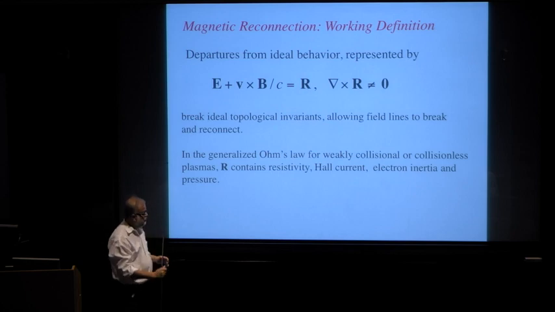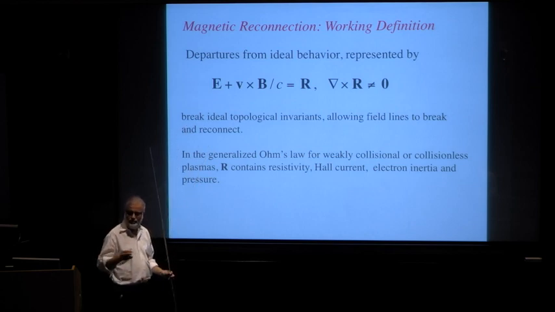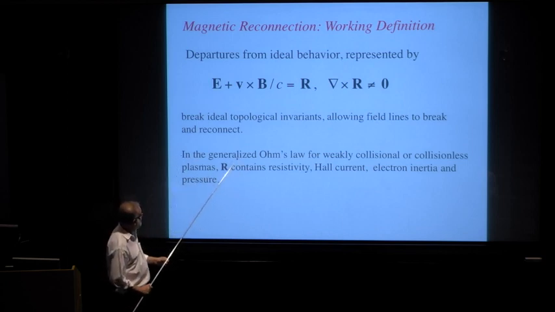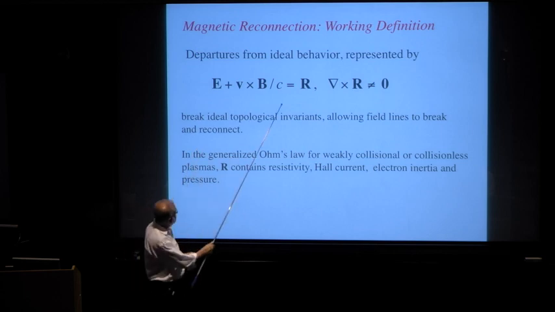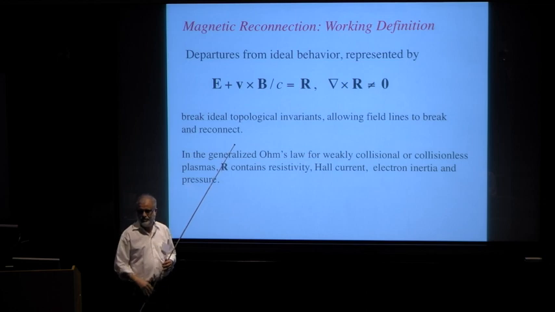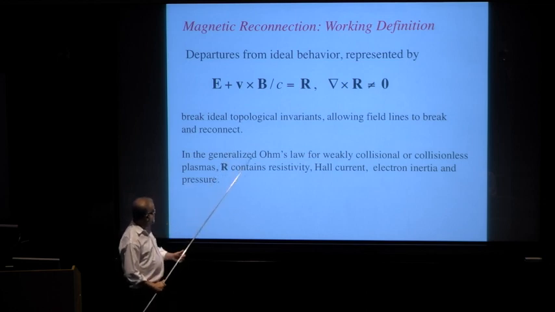There are rigorous ways to prove these things, and it's there in the literature, but that's what people mean by ideal topological invariants. And in an ideal plasma, there are an infinite number of them, an uncountably infinite number of them, otherwise referred to as denumerably infinite. But if on the right-hand side you don't have zero, but the curl of a quantity which is non-zero, then you can break that theorem. And field lines can reconnect.